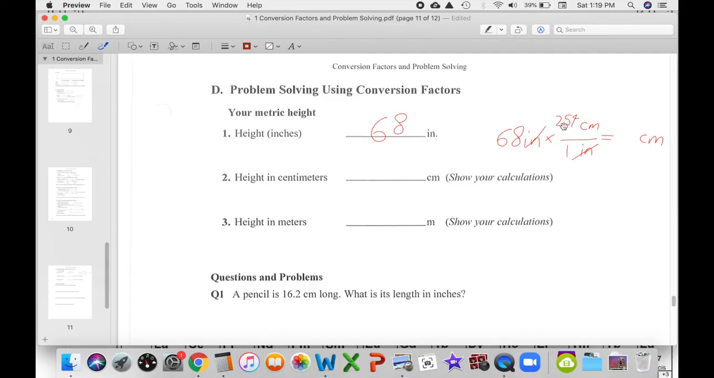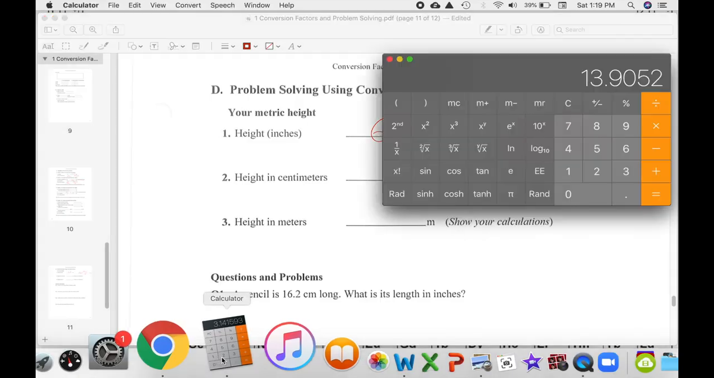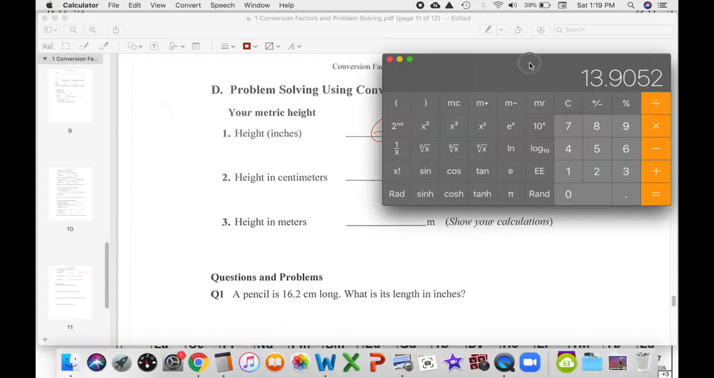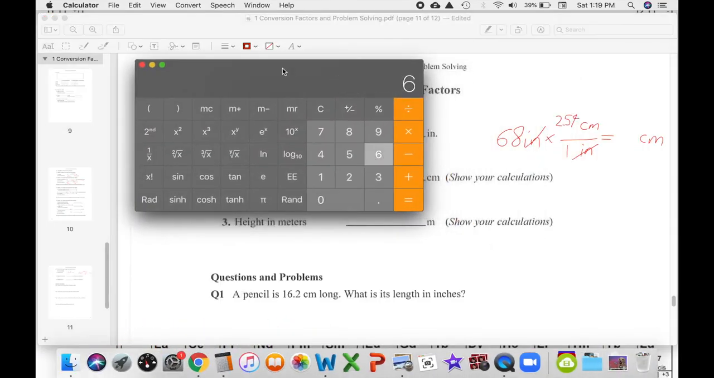We would set up this problem. So now, how do I plug this into my calculator? Well, 68 multiplied by 2.54 and divided by 1 is what number? To do that, let's pull up our calculator. Okay, so 68 times 2.54 is 172.72. Now, that divided by 1 is still going to be 172.72. So I'm going to go ahead and write it down.